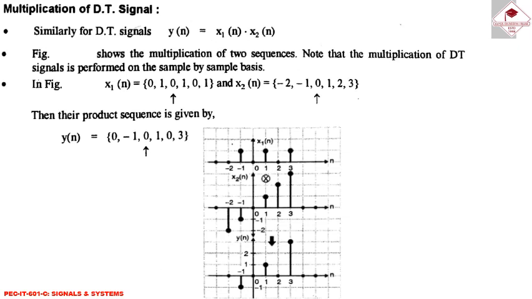Next, multiplication of discrete time signals can be constructed. Here in the discrete domain, two signals are written: x1[n] is equal to 0, 1, 0, 1, 0, 1, where 0 is the central position value, and the second signal x2[n] is written like this: -2, -1, 0, 1, 2 and 3. If I multiply these two signals, first according to the position value, x1[n] is written or drawn, then the x2[n] values are written, then as per the position value the values are multiplied, and finally the signal is constructed like this.